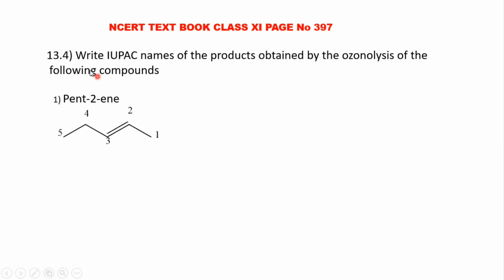So the first question is, write the IUPAC names of the products obtained by the ozonolysis of the following compounds. The first compound is pent-2-ene. There are 5 carbon atoms in this compound, and the double bond is at the second position. So we have discussed that on ozonolysis, it will give 1 mole of acetaldehyde and 1 mole of propanaldehyde.